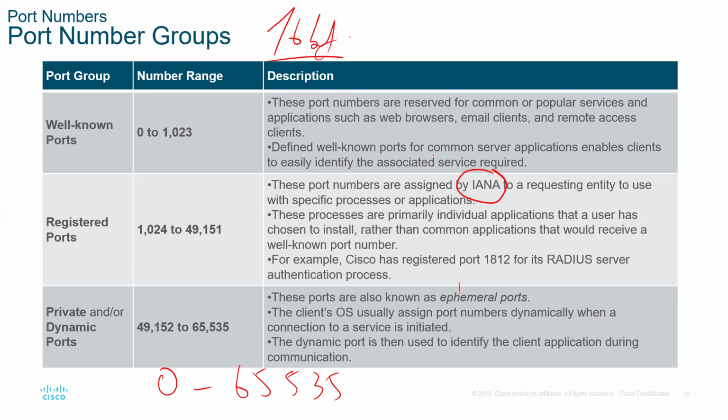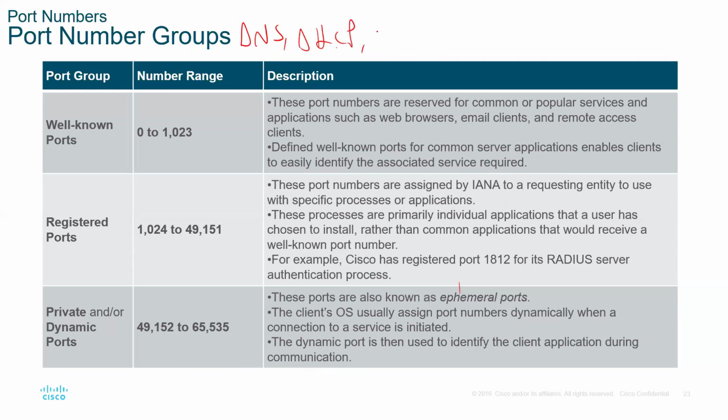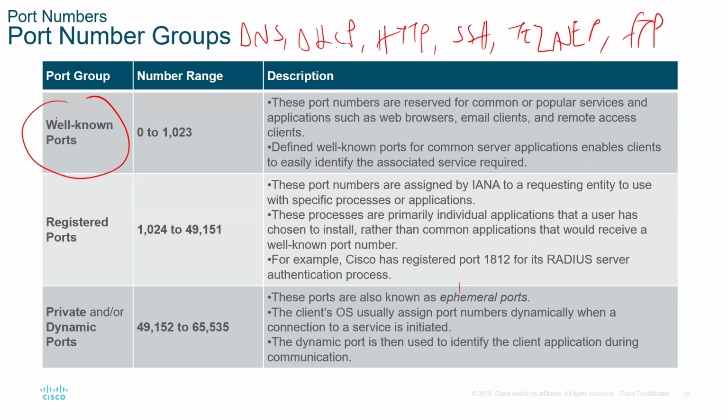So you realize with well-known ports, this is where you have common protocols. Let's start with protocols. It can either be protocols or applications. Starting with protocols, all the protocols that are well known: DNS, DHCP, HTTP. You can name them, all of them. SSH, Telnet, FTP, SNMP, SMTP. All those well-known protocols, they have well-known ports from this range.